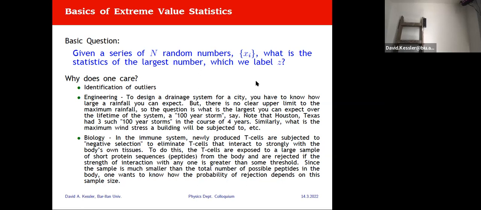But it's the same kind of issue. You're building a building, and it has to be able to withstand the stress of the high winds. And the question is how large a stress is that building likely to see over the lifetime of the building, right? So this is an important, critical question in engineering.